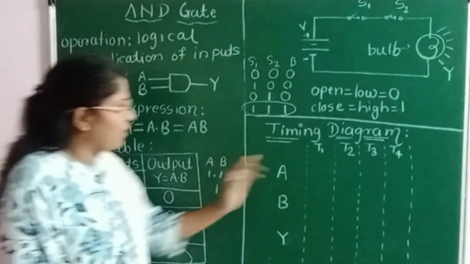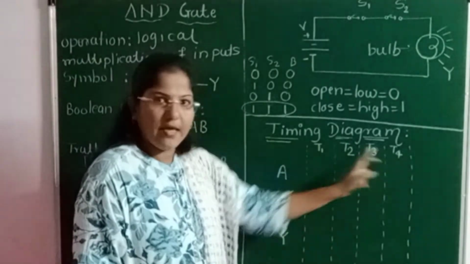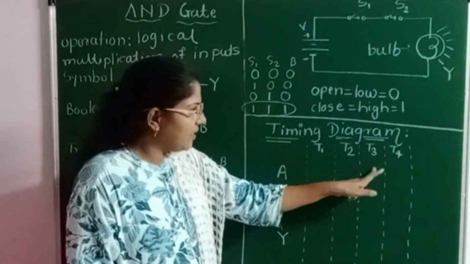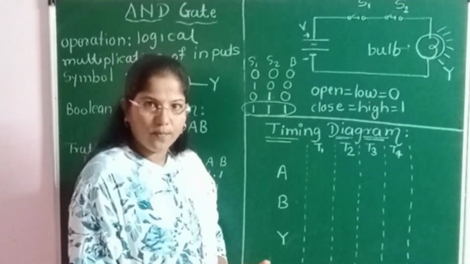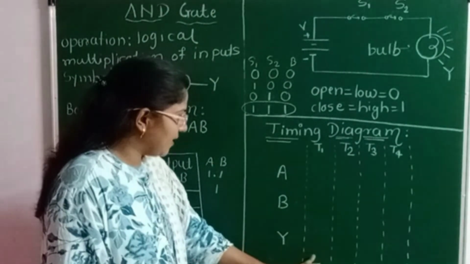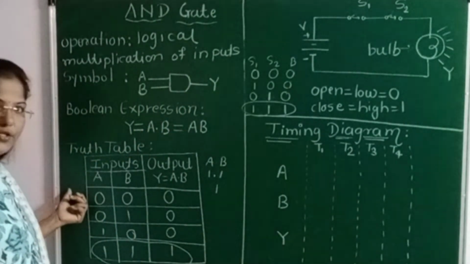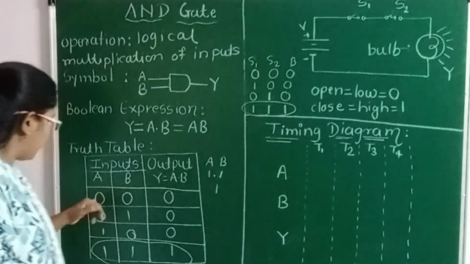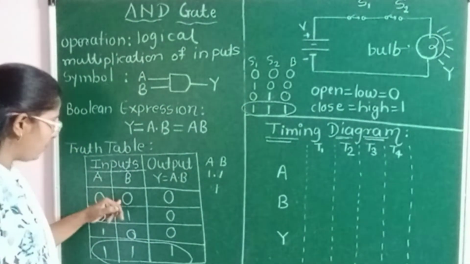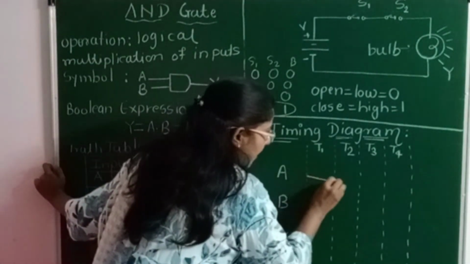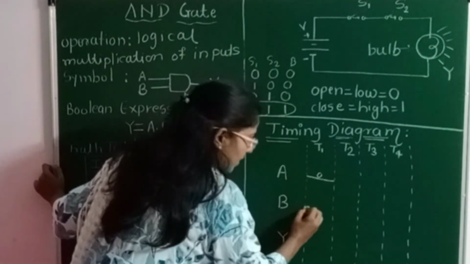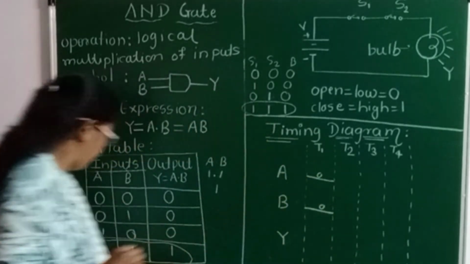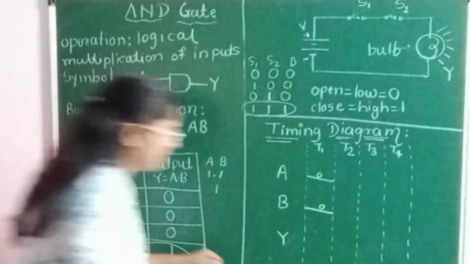So here I have drawn the 4 time cycles. First is represented by T1, second T2, third T3 and fourth one is T4. So during T1 I will represent the first input combination. Suppose I am going to provide the first input combination to the AND gate. So here the value of A is 0, B is also 0. So when A is 0 and B is 0, what is the value of Y? Again it is also 0.